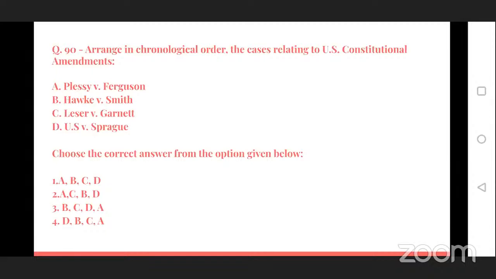Arrange in chronological order the cases related to US Constitution amendments. A is Plessy versus Ferguson, B is Buck versus Smith, C is Lessor versus Grant, and D is US versus Speckway. The options are A, B, C, D; A, C, B, D; B, C, D, A; and D, B, C, A. The correct option is option number 1: A, B, C, and D.